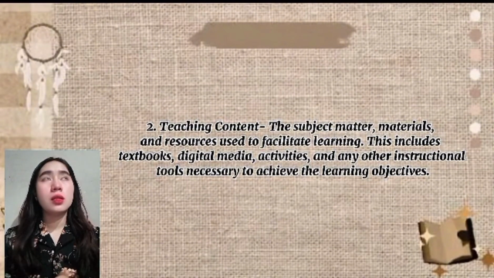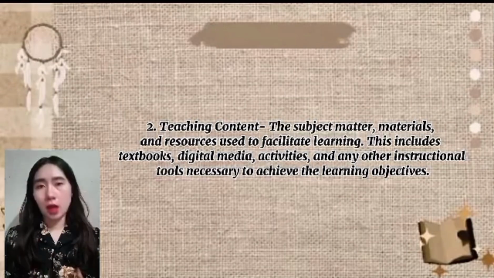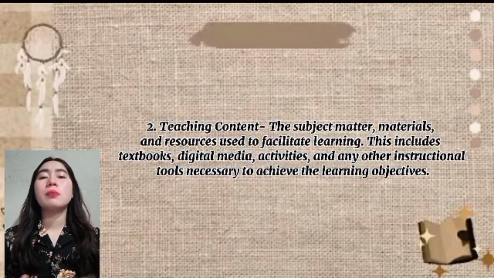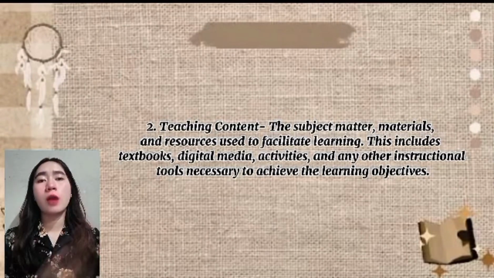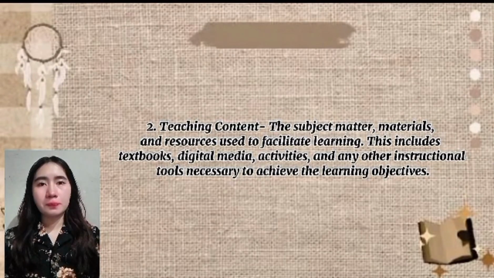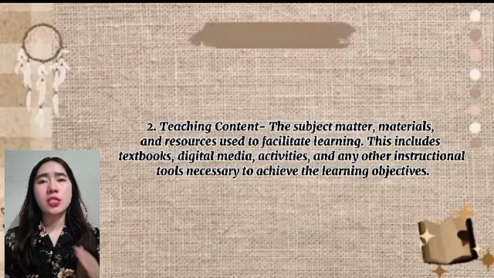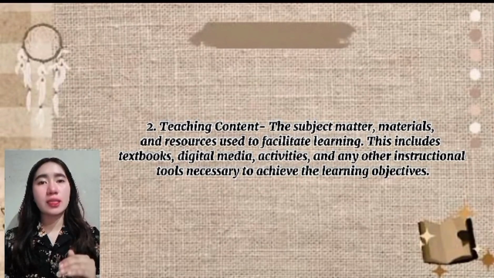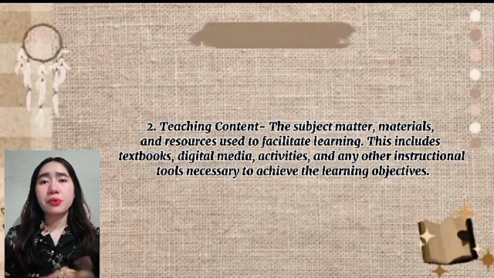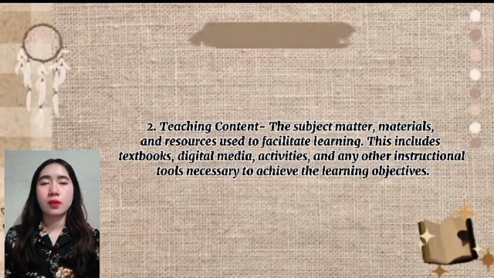For example, for a lesson about plants, the teaching content might include a picture showing the parts of a plant, a short video explaining what fruits and leaves do, a real plant in class to observe, and coloring worksheets with plant parts to label.